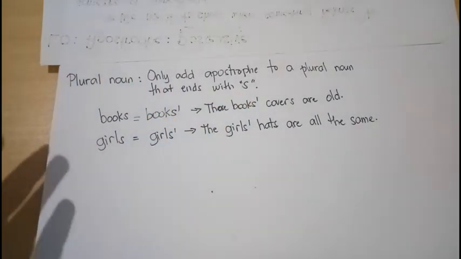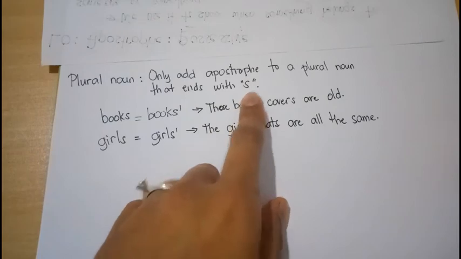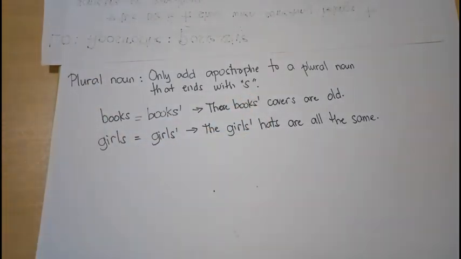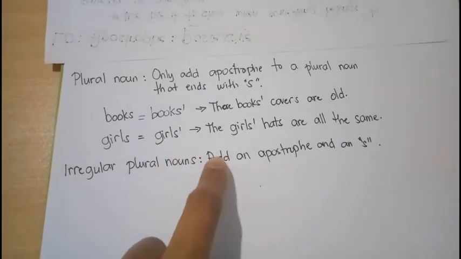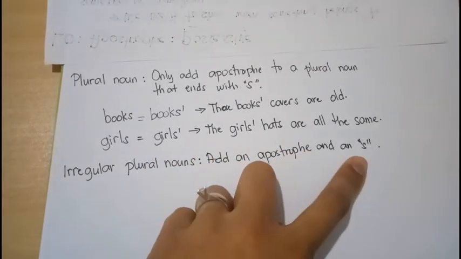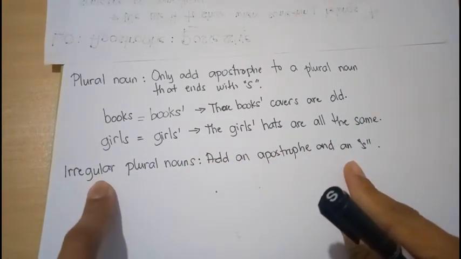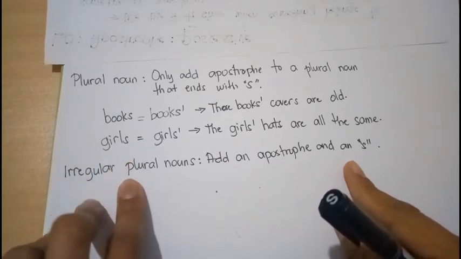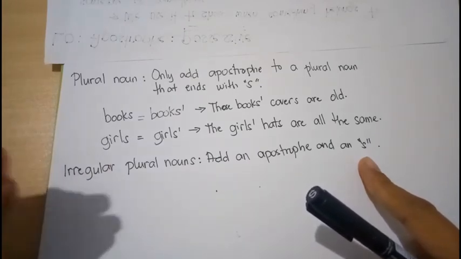Now you might ask, why are you saying only plural nouns that end with the letter S? Aren't all plurals ending with the letter S? No, we have irregular plural nouns and they don't end with the letter S. I am going to give you an example. For irregular plural nouns, we add an apostrophe and S. This time we add S even if it's plural because it's irregular. You might ask, what do you mean when you say irregular plural, Miss Maria? These are the nouns that we don't normally add S to make plural.